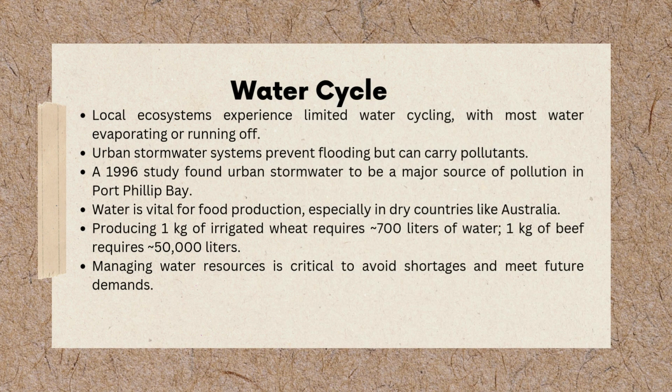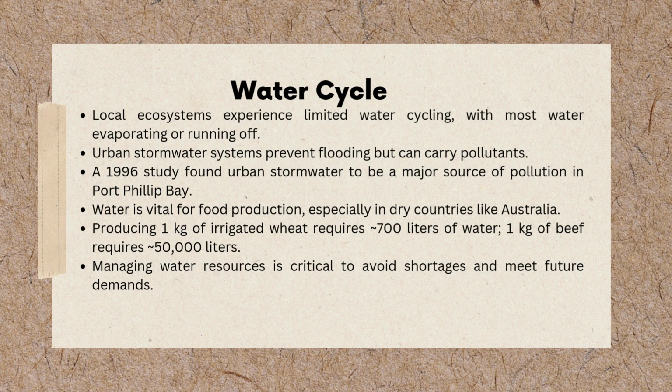While this is the overarching cycle, local ecosystems do not experience significant water cycling, as most water quickly evaporates or runs off elsewhere. In urban ecosystems, rainwater often drains into stormwater systems to prevent flooding, but this runoff can carry pollutants, including litter and chemicals. A 1996 study of Port Phillip Bay found that urban stormwater is a major source of pollution in the bay's marine ecosystem. Water is also crucial for food production.